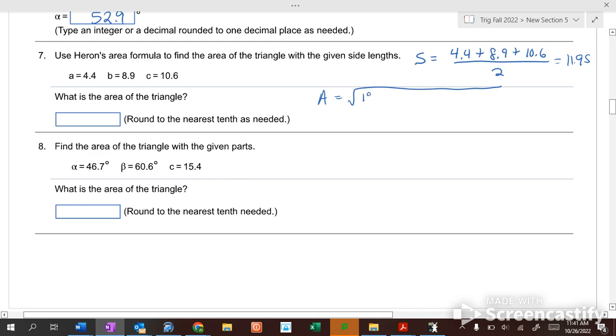So area equals S, 11.95, times S minus A. S minus A would be 7.55. S minus B would be 3.05. S minus C would be 1.35. And you do the math, and what is the area? Not super big. 19.3.